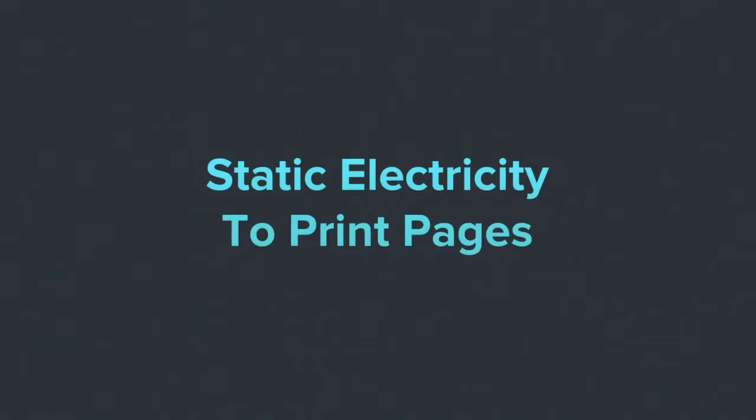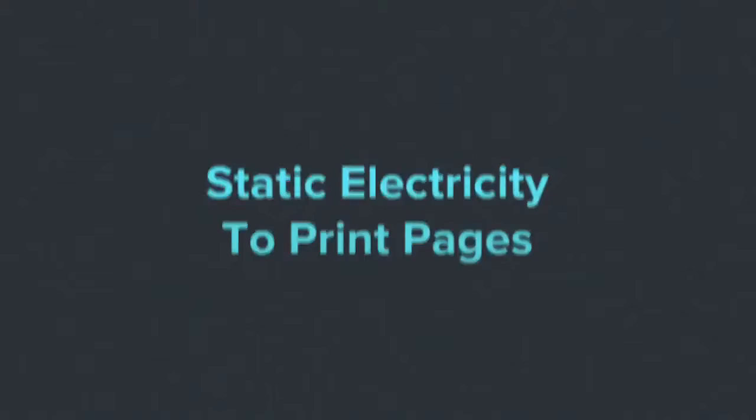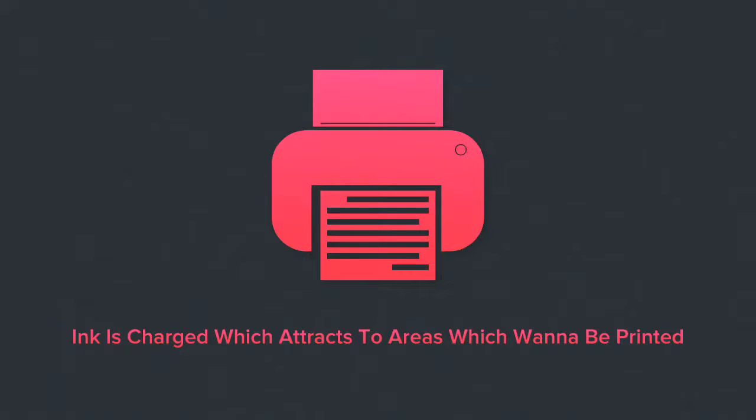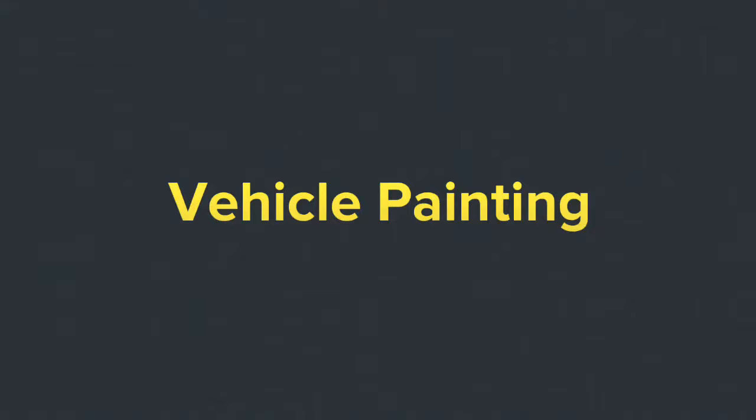Well, Xerox, the printer company, actually uses static electricity to print a page. The printer's ink gets charged, which makes it stick to the areas of the paper which want to be printed, which have the opposite charge. So that's how it's used in that printer company. Now let's talk about how it's used in car painting.